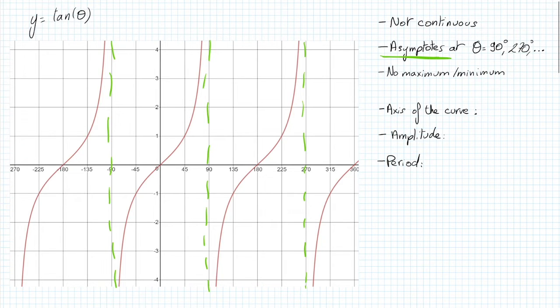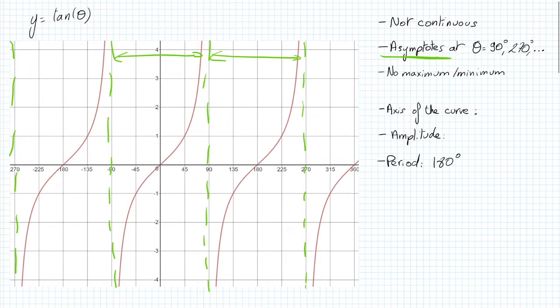If we look at these asymptotes, we can notice that they happen regularly. So if we look at the difference, they happen exactly every 180 degrees. So 90 degrees plus 180, that's 270. If we go on the other side, 90 degrees minus 180 degrees, that's negative 90. And at negative 270, we have another asymptote. From this, we can deduce that the period of the tangent graph is 180 degrees.